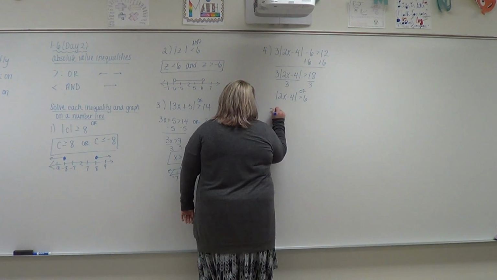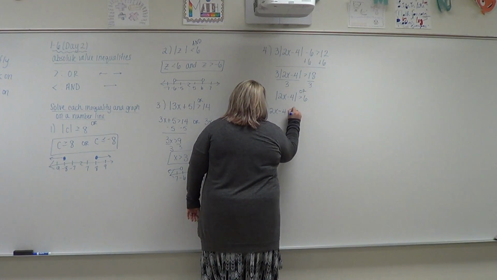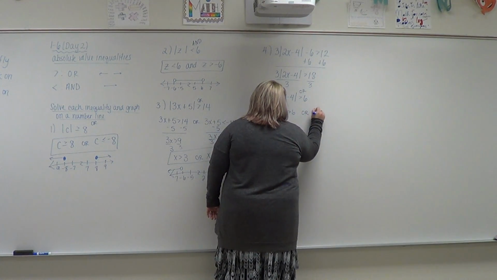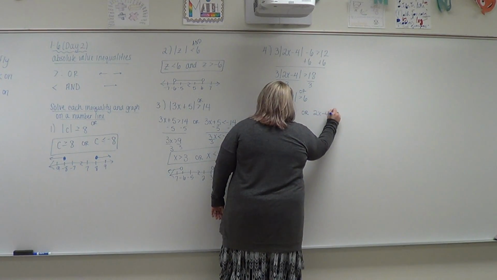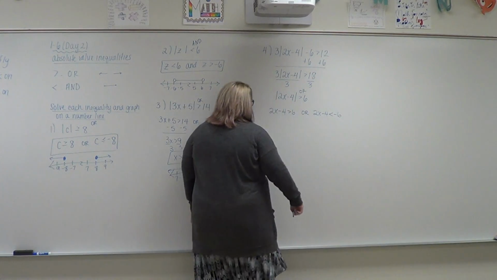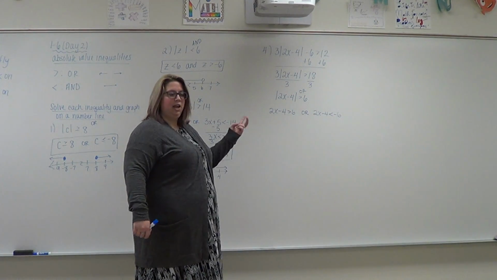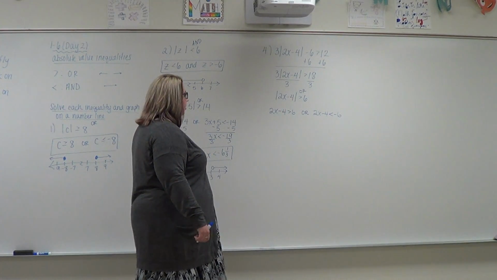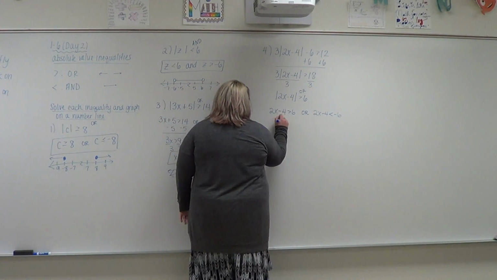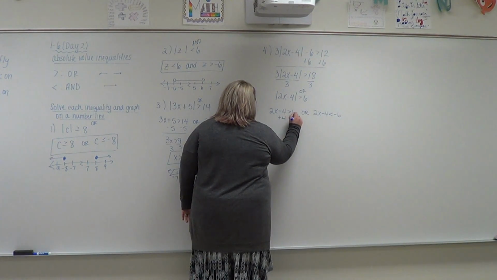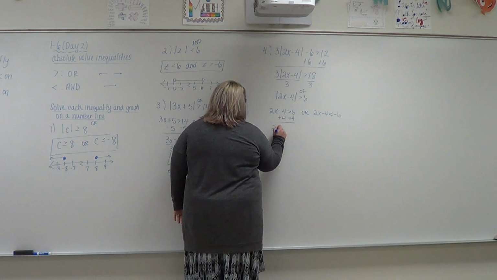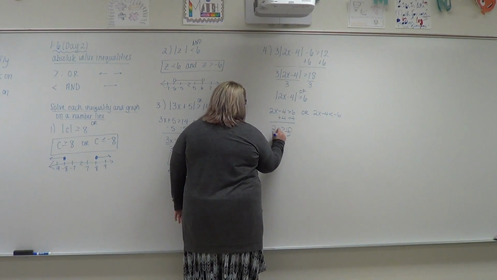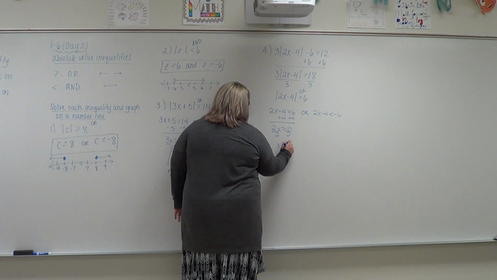So I would have 2x minus 4 greater than 6, or 2x minus 4 less than negative 6. So I flip the sign and make it negative. Okay, and then I would solve for x. So first one would add 4. So I have 2x greater than 10. Divide by 2, so I have x greater than 5.